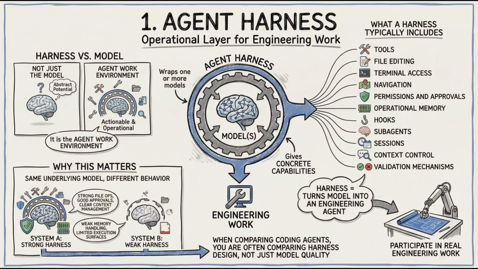Why does understanding the harness matter so much? Because 2 different AI systems can be powered by the exact same underlying model, yet behave in entirely different ways. This is all due to how their harnesses are built. For example, one harness might feature highly robust file operations, strict approval controls, and excellent context management. Another harness using that same model might suffer from weak memory handling or have a very limited ability to execute commands. Because of this, when people debate and compare different coding agents, they are very often comparing the design of the harness, rather than just the raw intelligence or quality of the AI model.